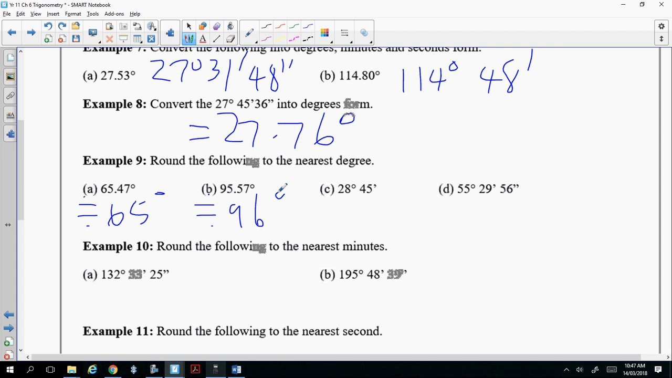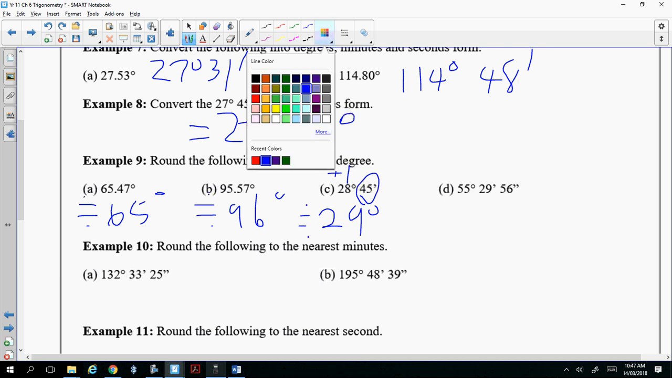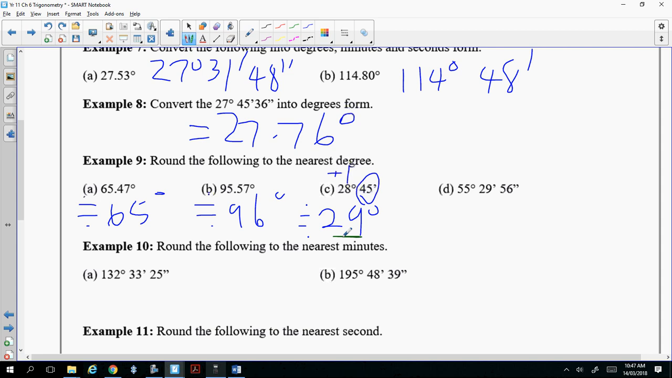Now, it's different with minutes, because 60 minutes is 1 degree, and half of 60 is 30. So if it's 30 or more, you have to round up. So you get 29 degrees. Note the difference between these two. This is 29 degrees, 45 minutes, but this is 0.47 degree, not 47 minutes. So we don't round up. See the difference between these two? Very different. Okay?